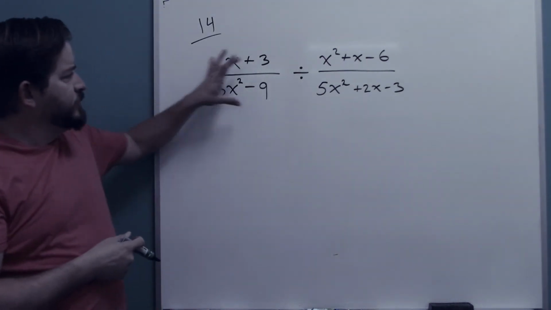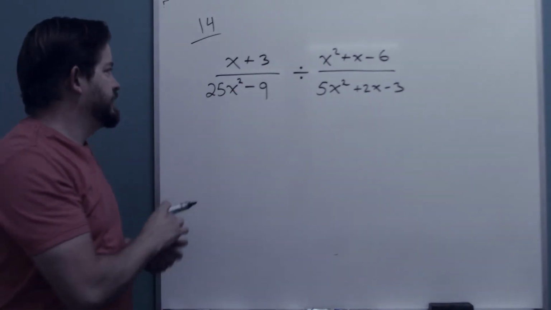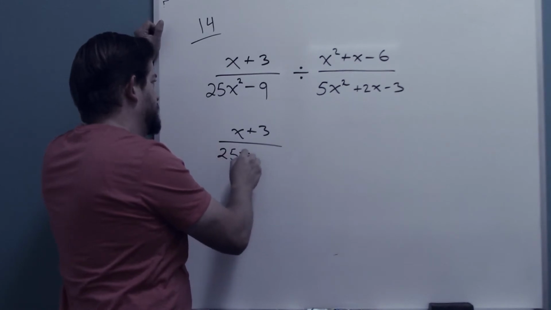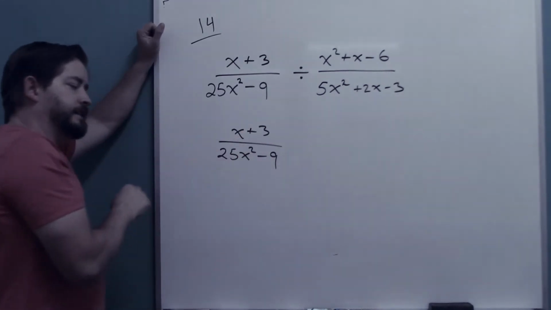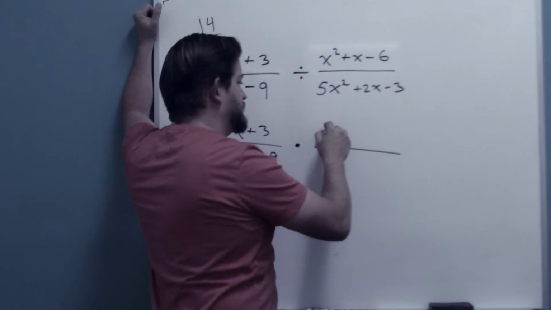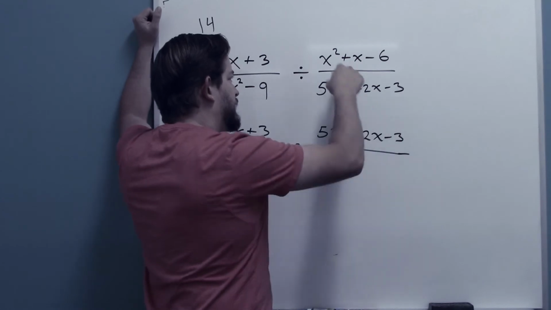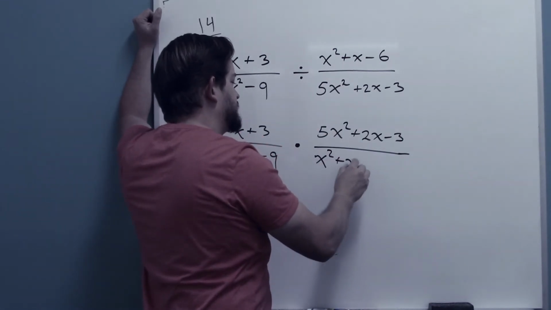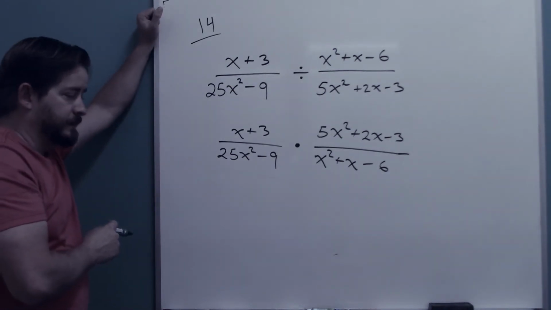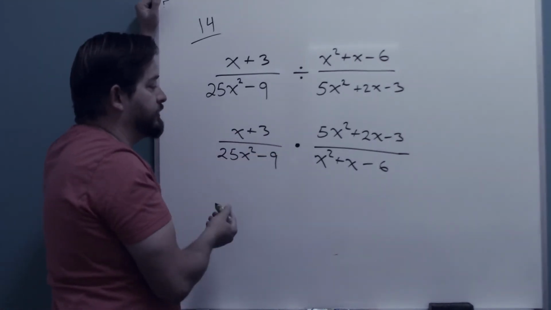Alright, whenever I have a fraction being divided by another fraction, the very first thing I want to do is flip that second fraction. So this becomes x plus 3 over 25x squared minus 9. That stays, the left one stays, it's the right one. I'm going to turn it into a multiplication and then flip this. So it's 5x squared plus 2x minus 3 on the numerator, and x squared plus x minus 6 in the denominator. Right? The next thing I want to do is, instead of trying to multiply anything, I want to cancel stuff out if I can. So I want everything factored.